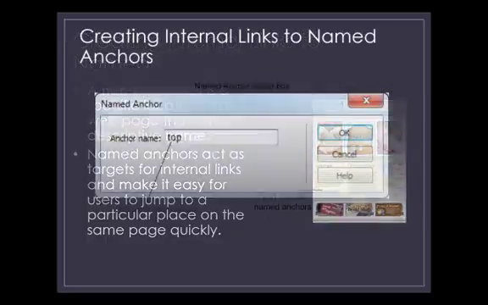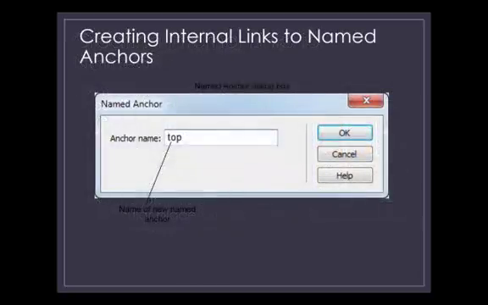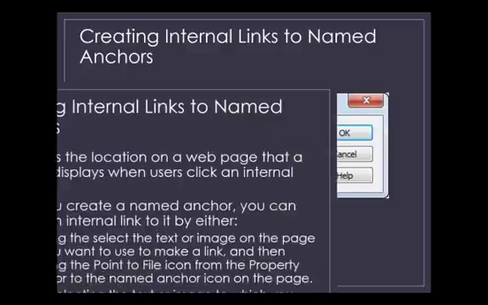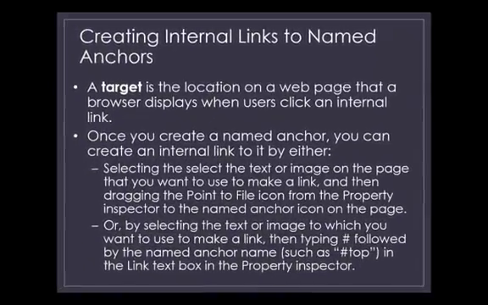Once you create a named anchor, you can create an internal link to it using one of two methods. You can either select the text or the image on the page that you want to use to make the link, and then drag the Point to File button from the Property Inspector to the named anchor on the page. Or you can select the text or image to which you want to make the link, and then type the # or hashtag, followed by the anchor name, such as top, in the Link text box in the Property Inspector. But to avoid possible errors, you should create a named anchor before you create the link to it.